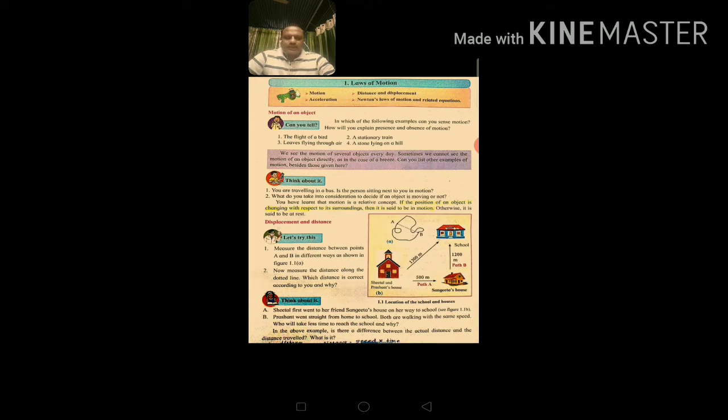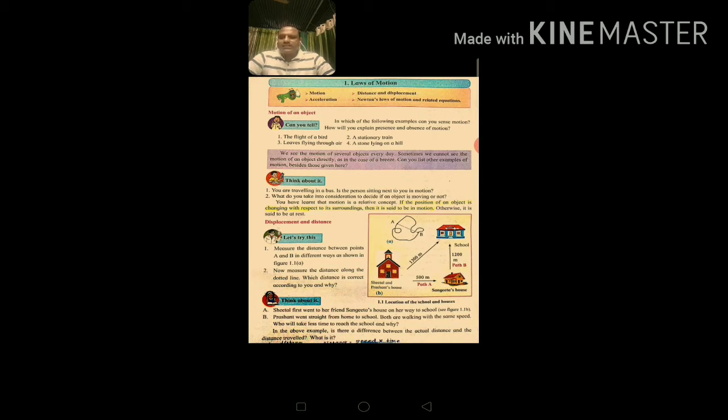In this chapter, the first point is motion of an object. Which of the following examples can you sense motion? How will you explain the presence and absence of motion? The flight of a bird and leaves flying through air are examples of a sense of motion.